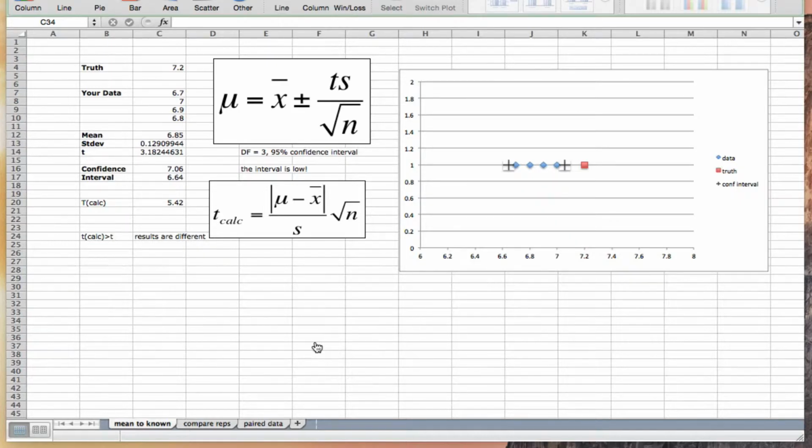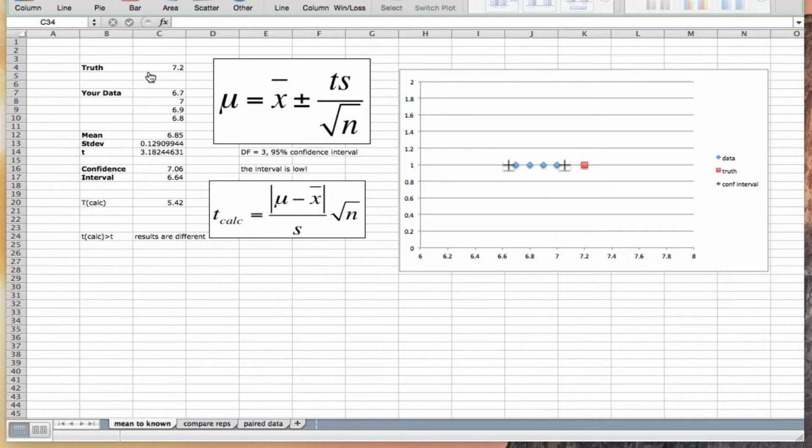A comparison of means using Student's t. We're going to do this in three different applications. The first is comparing a set of experimental data to a known value. This would be similar to comparing some experimental data to a reference standard.